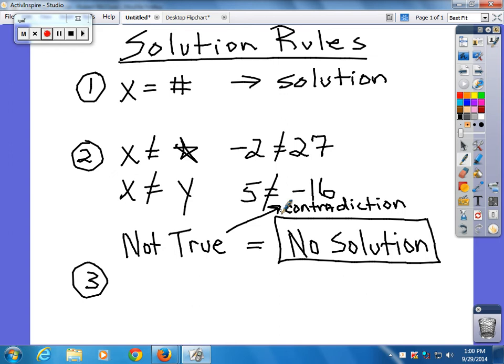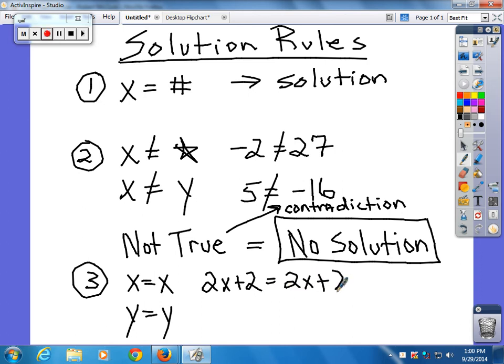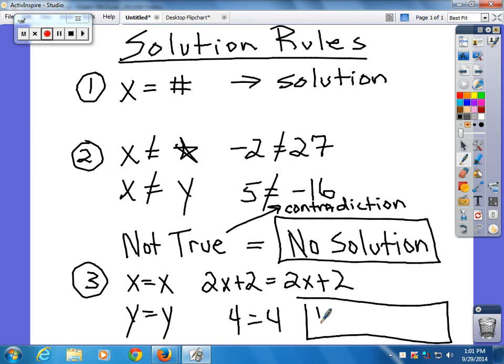And the last one is when x is equal to x, y is equal to y, 2x plus 2 is equal to 2x plus 2, 4 is equal to 4. What are those? Well, if these are not true, what are these? True. And you get a true statement. Your answer is all real numbers. And this is called an identity.